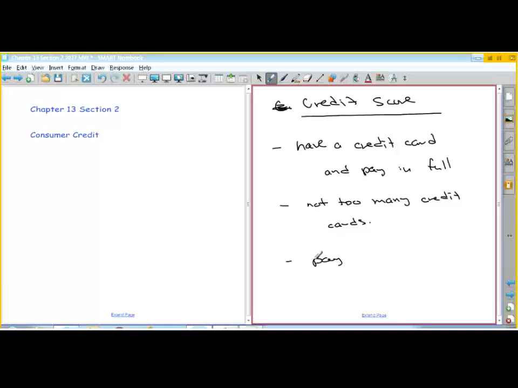So don't use too many credit cards. Pay other bills on time. And it doesn't just apply to getting credit at some point, like buying a car. It also applies to getting an apartment.